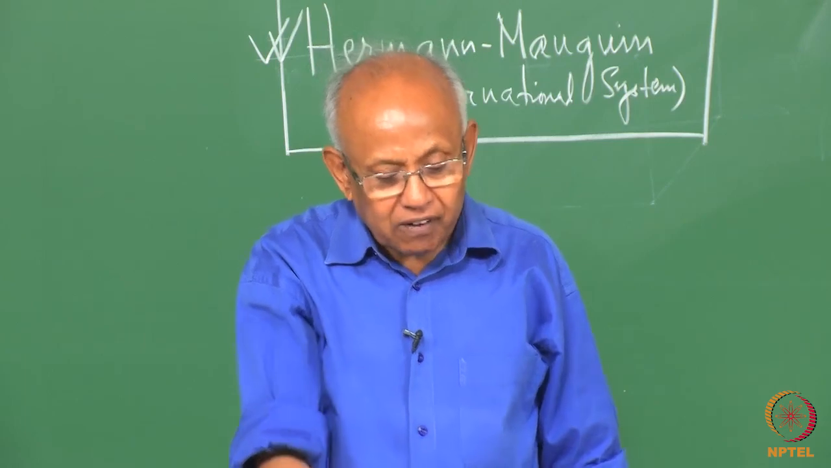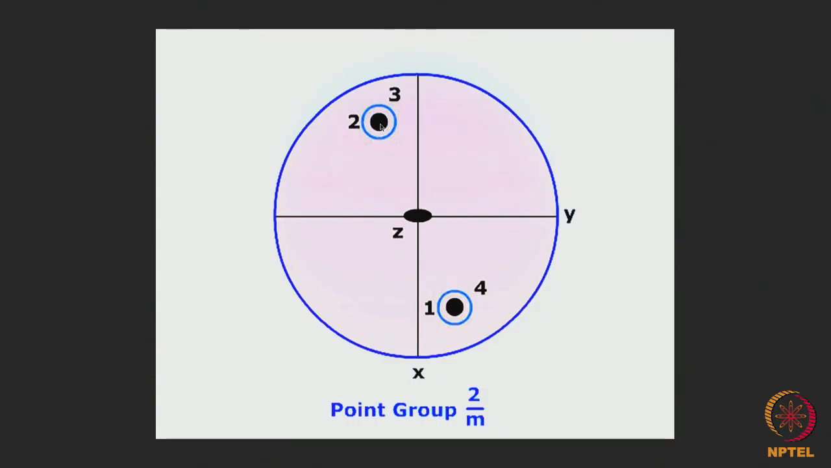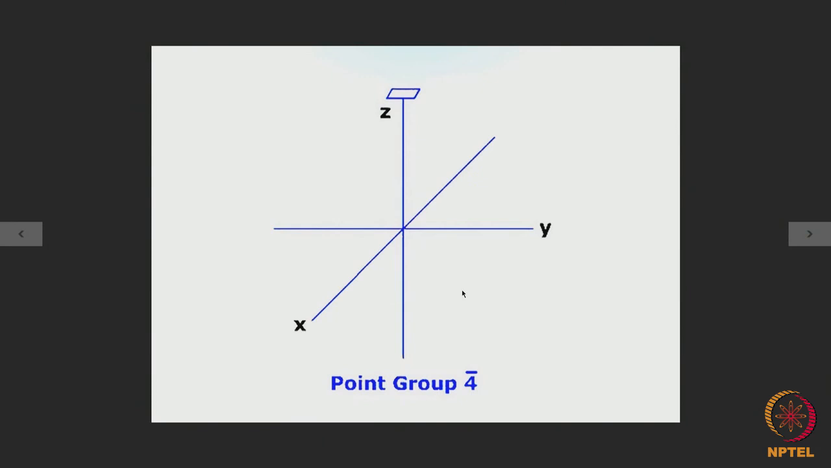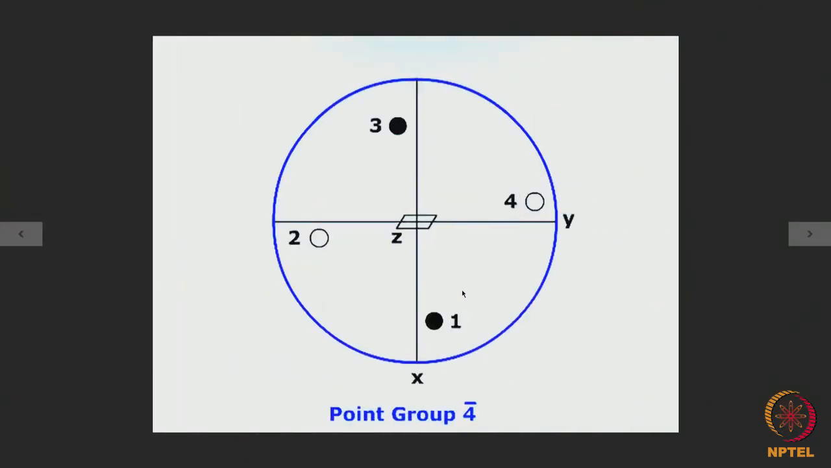So here also there are 4 equivalent points, but 2 are at the same level, 1 and 2, whereas 3 and 4 are at a different level. That's why 1 and 2 are shown as closed circles and 3 and 4 are shown as open circles. Now if we look at, say, the point group given by bar 4, that means a rotoinverter, then what will happen?